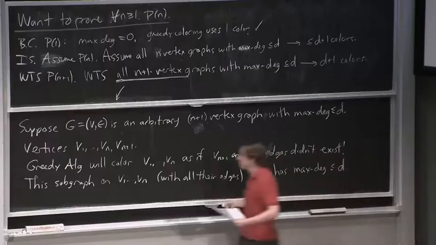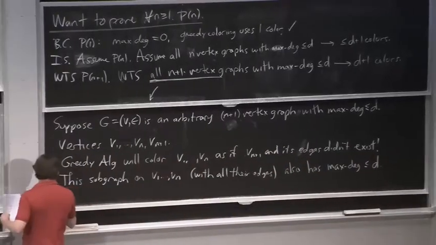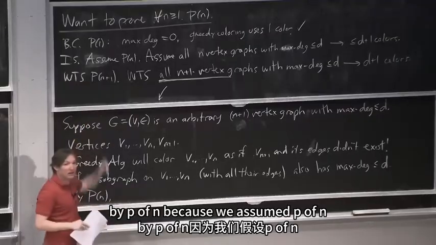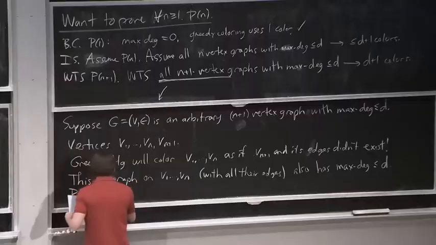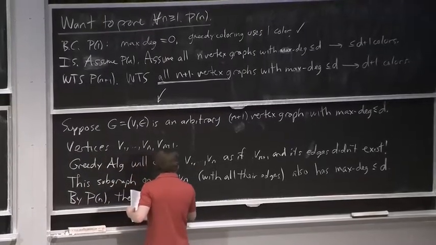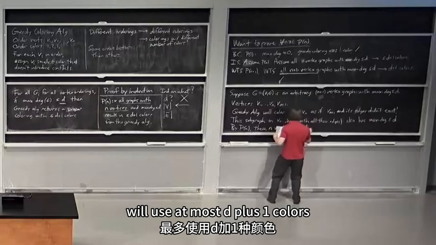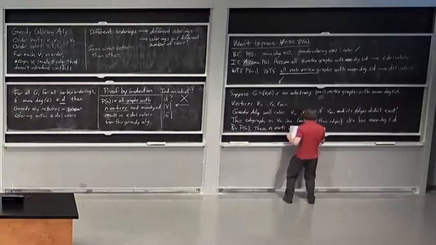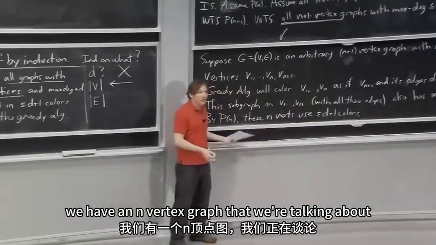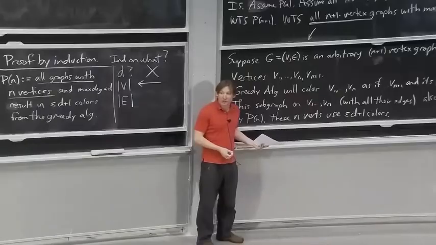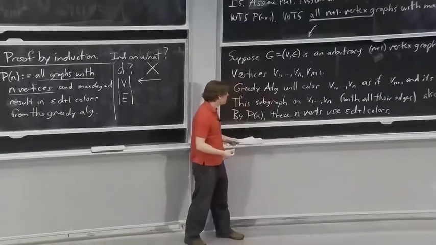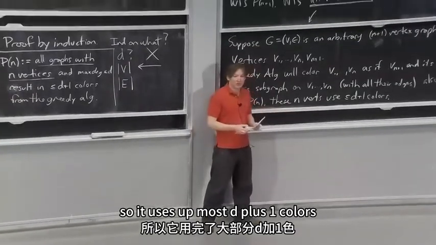Okay. By P of n, because we assumed P of n, these n vertices will use at most d plus 1 colors. Right? We have an n-vertex graph that we're talking about. We know it satisfies the property, so we get the conclusion because of our assumption. So it uses at most d plus 1 colors.